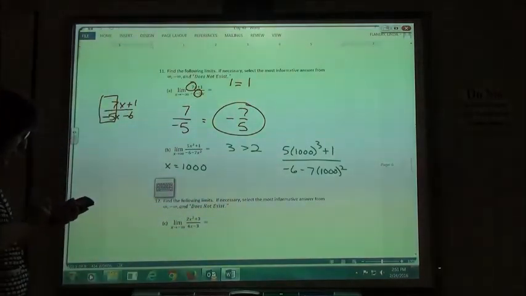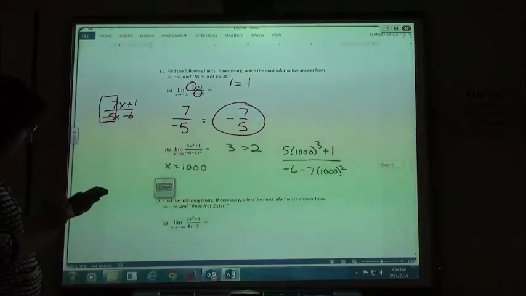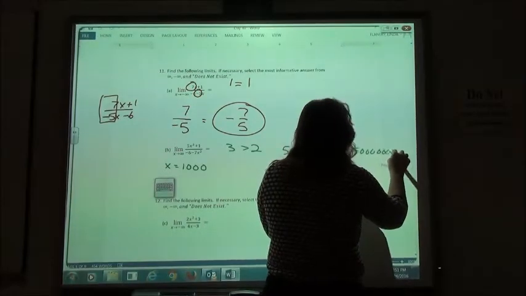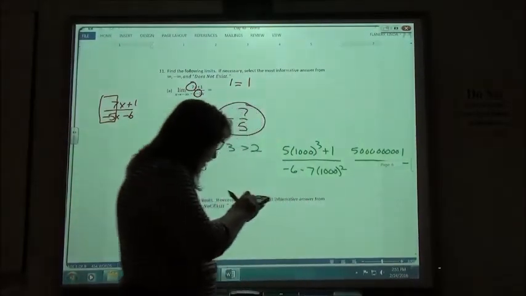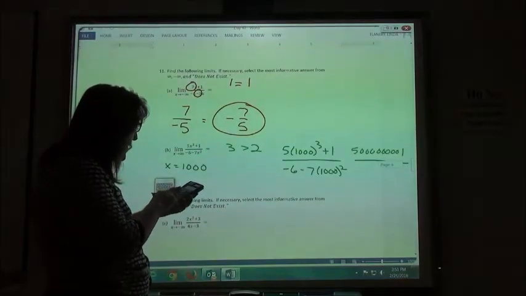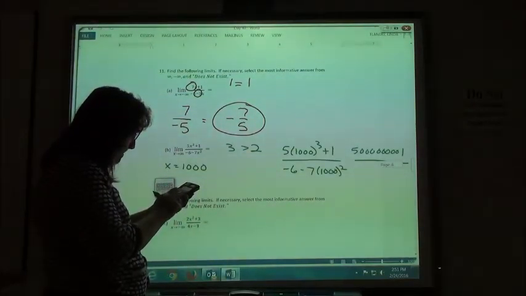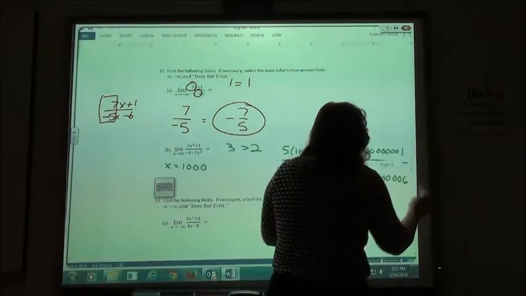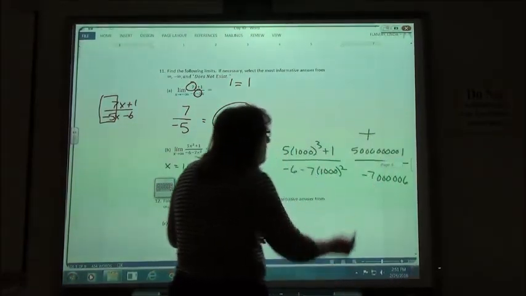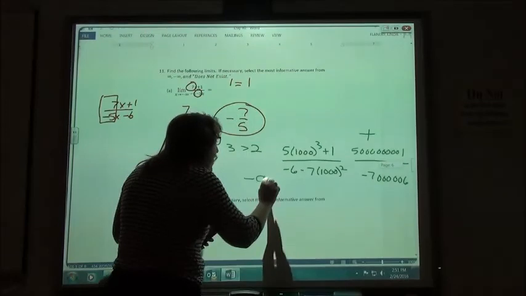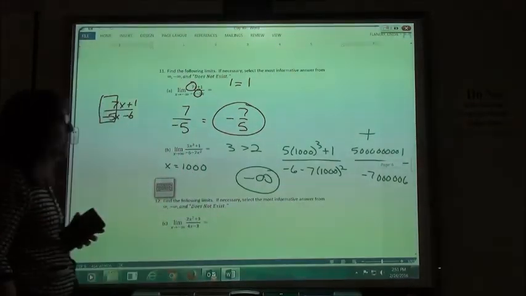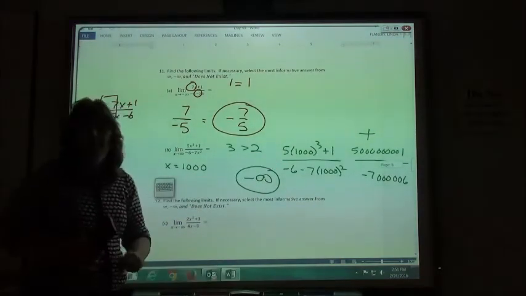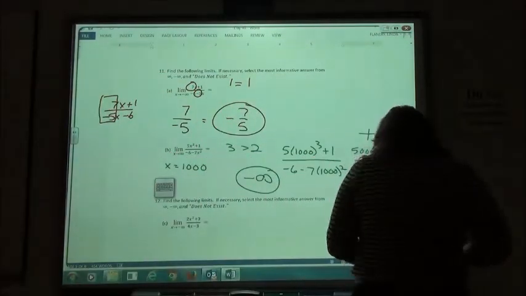So 5 times 1,000 to the third plus 1 gives me 5,000,000,001. On the bottom, negative 6 minus 7 times 1,000 squared gives me negative 7,000,006. So again, I have a positive over a negative. A positive over a negative is a negative, and so it's going to approach negative infinity. My number is just going to get smaller and smaller. The bigger the number I use, the smaller my answer would get, the more negative it would be.